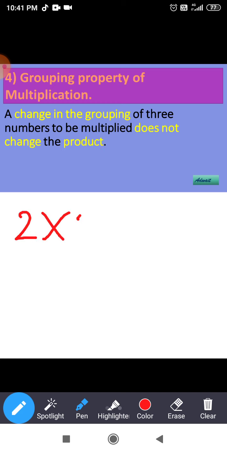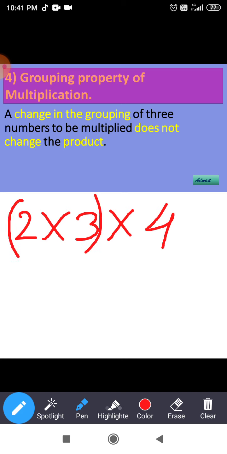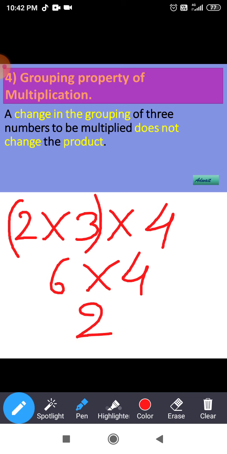If we have three numbers 2, 3 and 4, I will first make the group of 2 and 3. Fine. What am I going to get? 2 threes are 6, and when I multiply 6 by 4, I will get 24. So my answer is 24, and the numbers were 2, 3 and 4.